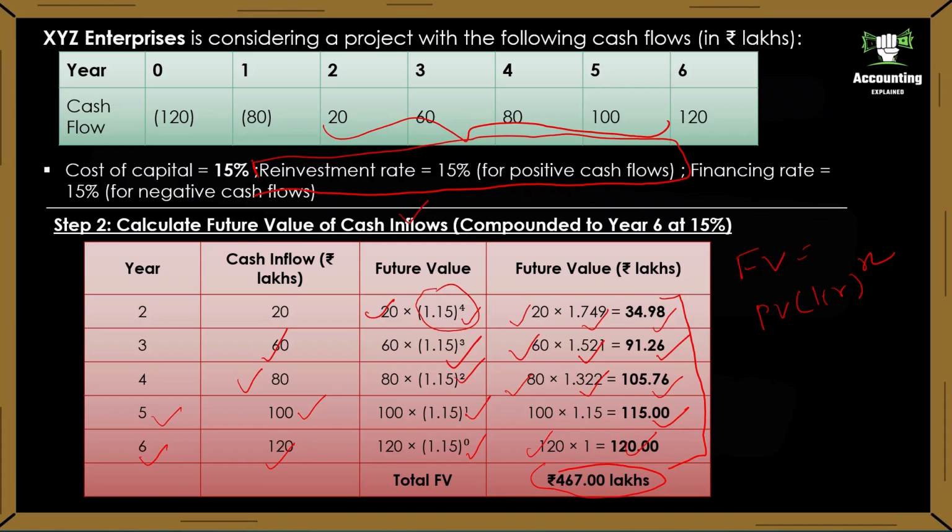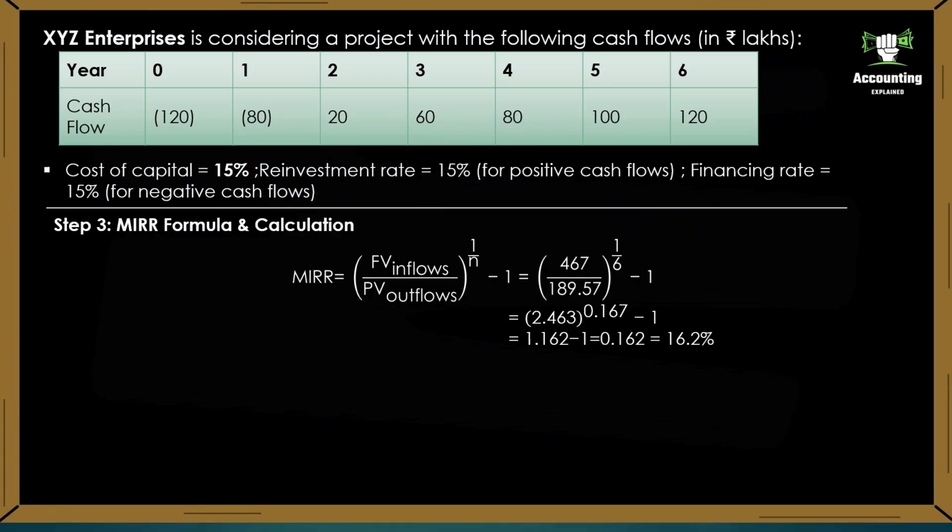We have come to step 3, where we are going to find out the MIRR. The MIRR formula is future value of cash inflows at the cost of capital rate, over present value of cash outflows at the borrowing rate or the financing rate, whole thing to the power of 1 by n minus 1. Here n is 6 years, that is the life of the project. So we know from step 2 and step 1 that future value of cash inflow is 467 lakhs and present value of cash outflows is 189.57 lakhs respectively. Whole thing to the power of 1 by 6 minus 1.